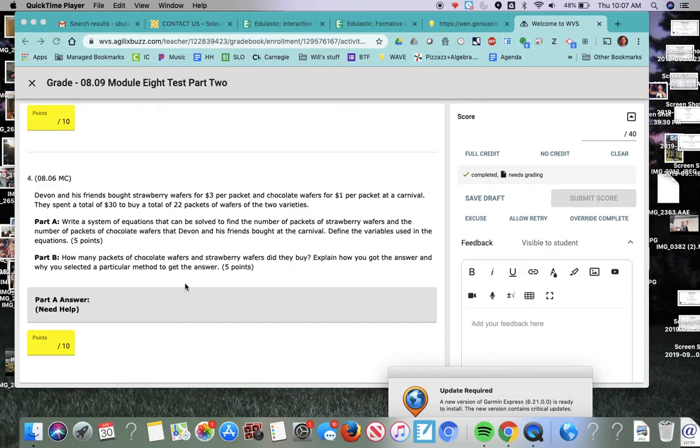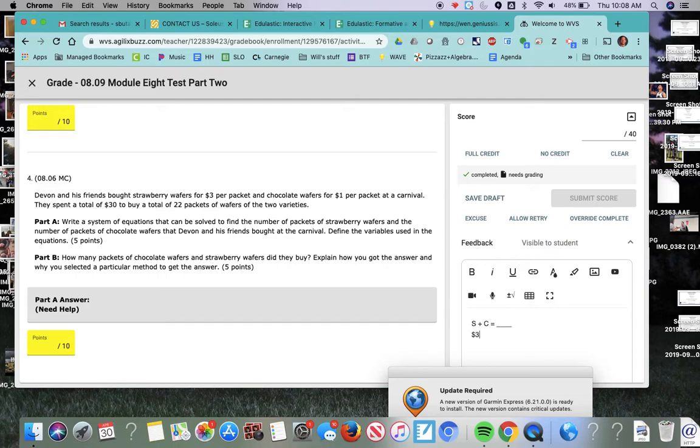So the first thing I want to see is a system of equations, which means two equations that I can use together to get how many packets of the strawberry wafers and how many packets of the chocolate wafers. So for example, think about this one, the 22 packets. What is the 22 packets made of? So if you follow me over here, I can write over here. Let's say the strawberry packets is S and the chocolate wafers is C. If I add the number of strawberry packets with the number of chocolate packets, what is that going to give me? Think about that. And then I can look at the price.